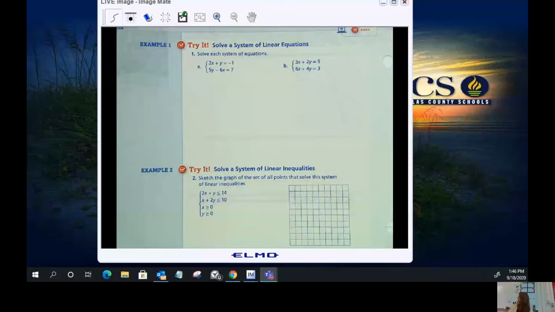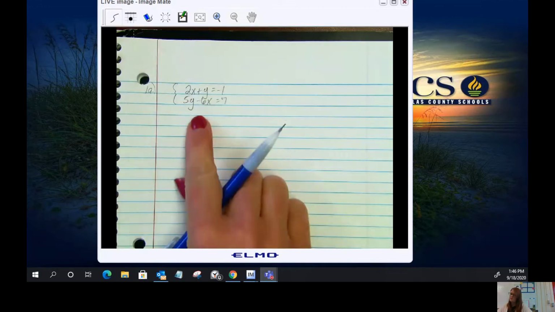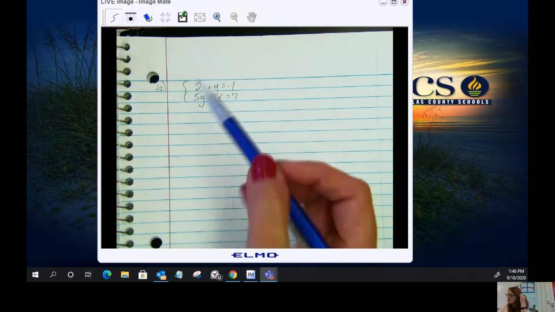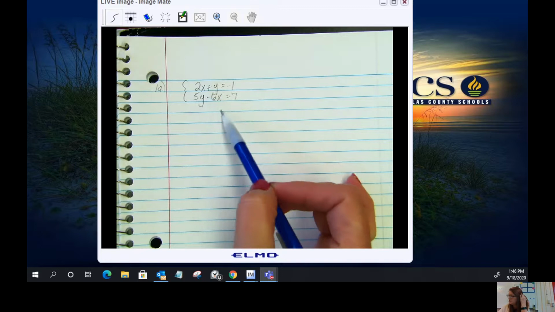Let's go ahead and review the try it. This is 1-6, solve a system of linear equations. We're going to start off by looking at A. And I've just copied it down here because I know I'm going to need some room to work. So what I notice here, first thing I want to do is isolate a variable.